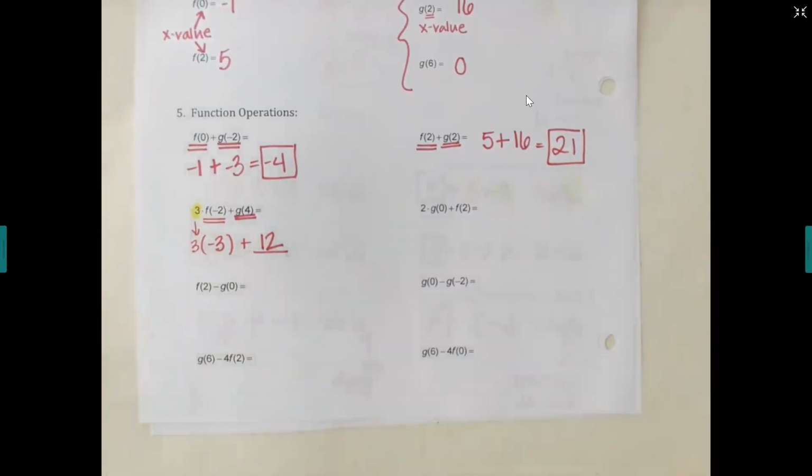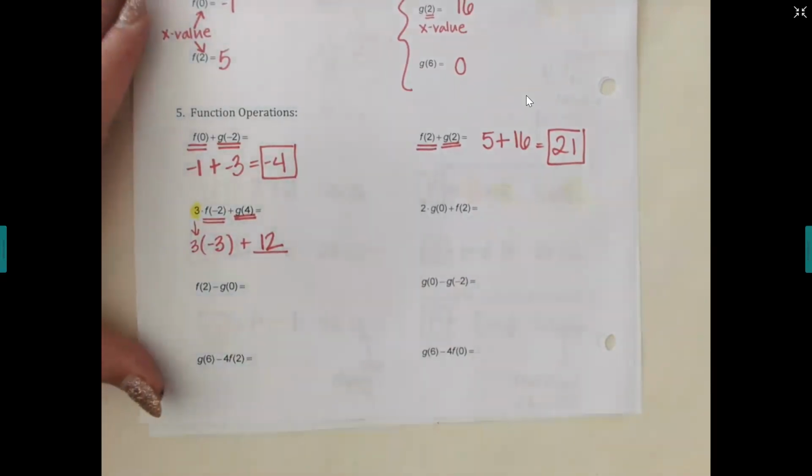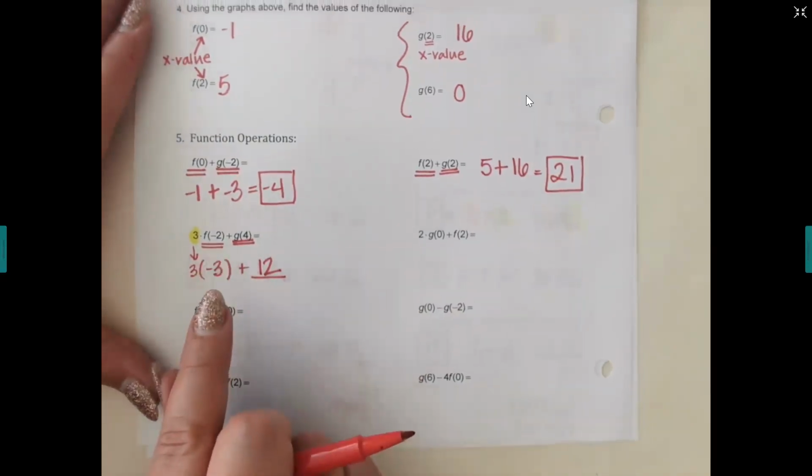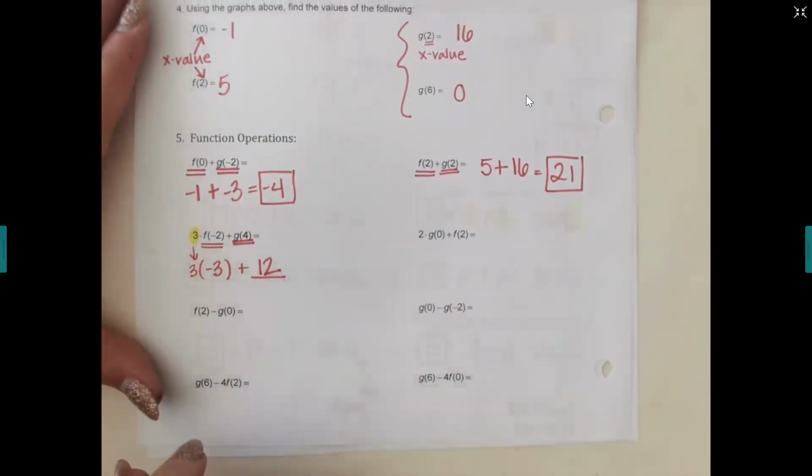On number 5, is 2 to the negative 2? Oh, thank you. Yes, it is. So look at this one. F of negative 2. Wait, for which one? Number 5. Oh, yeah, you're right.